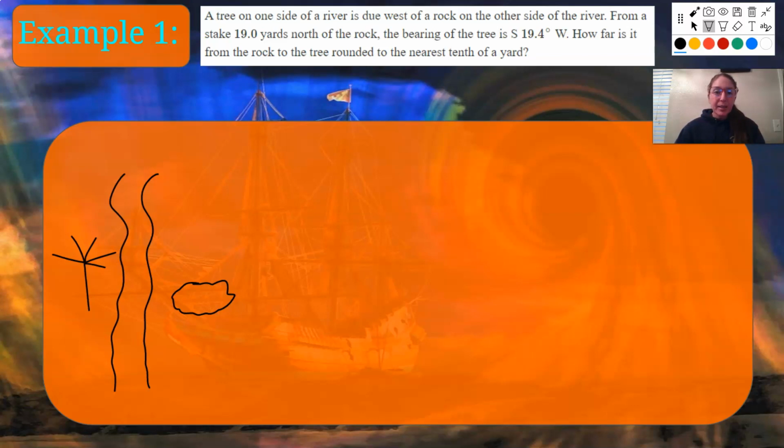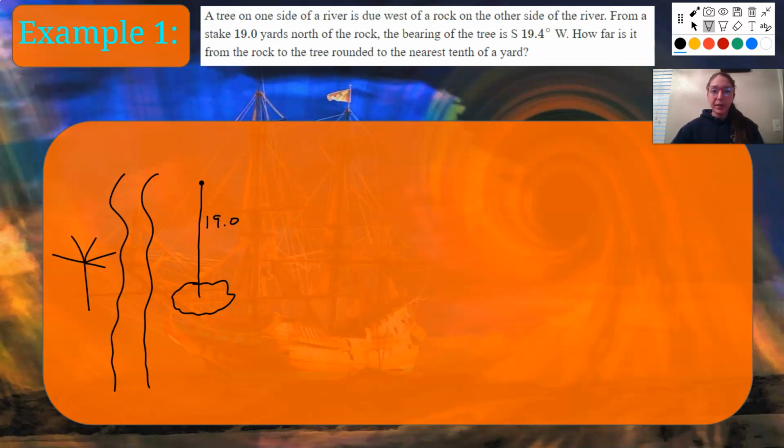From a stake 19 yards north of the rock, so here's the rock, we go directly north, which means absolutely up. There's the stake, and we know that that is exactly north, so it's perpendicular to the rock, and that was 19.0 yards away. The bearing of the tree to the stake now.